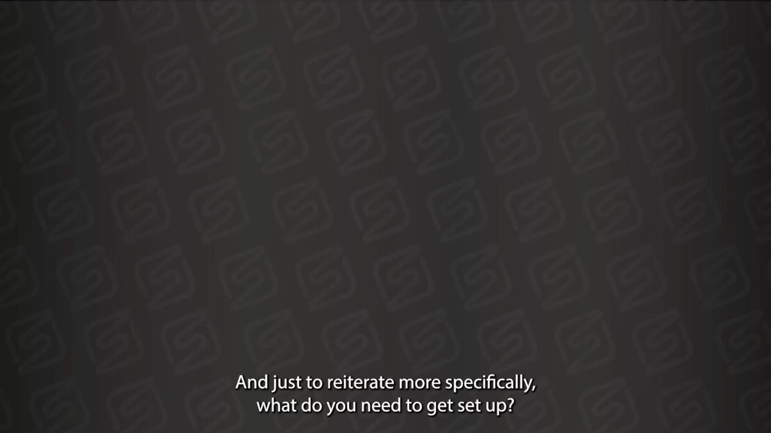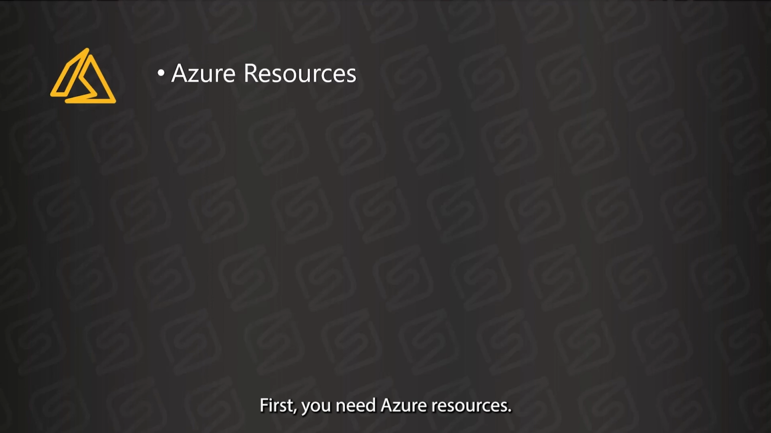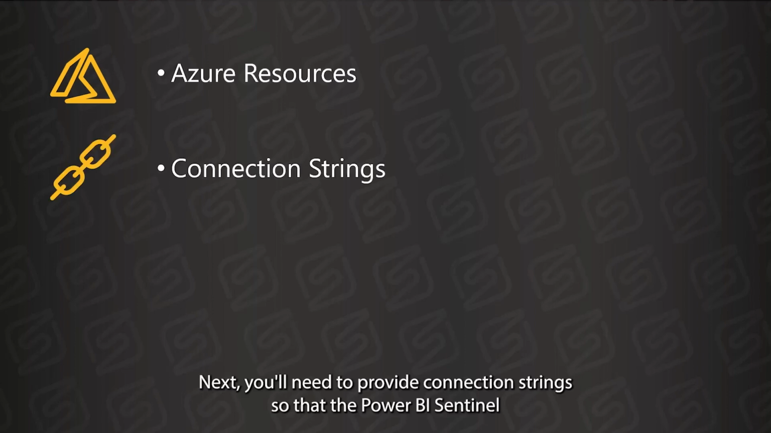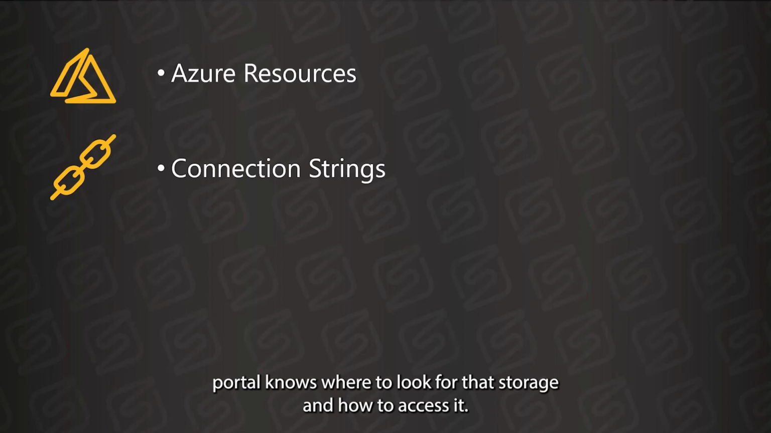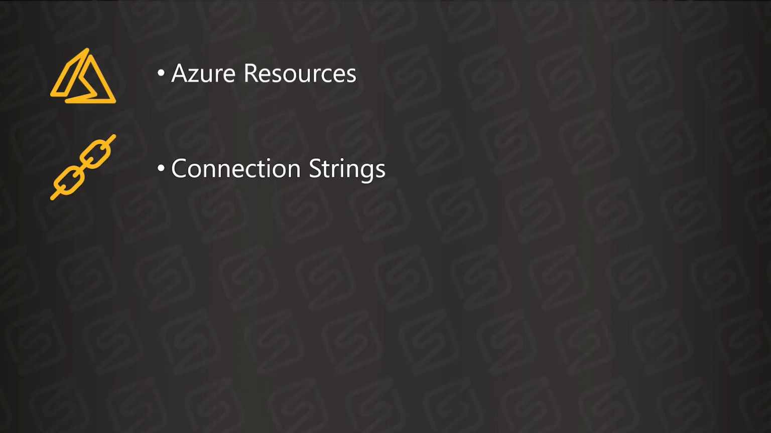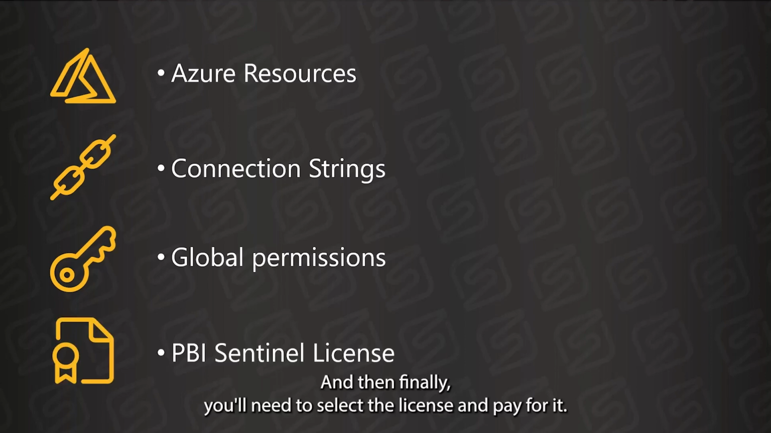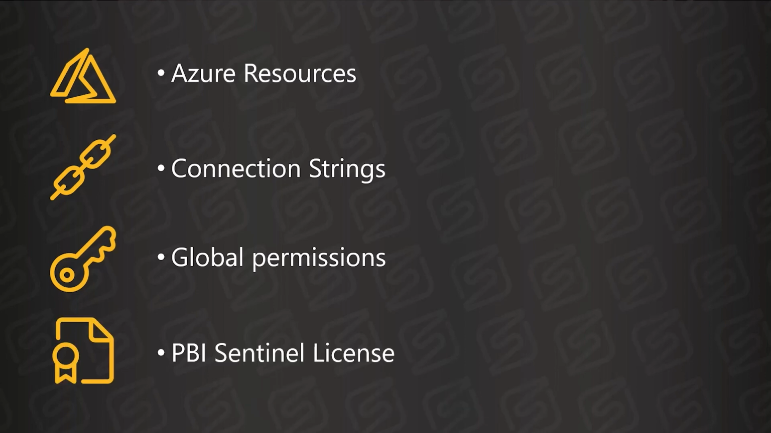And just to reiterate more specifically, what do you need to get set up? First, you need Azure resources. Specifically, you'll need Azure Blob Storage for the reporting backups and Azure SQL for all of the metadata. Next, you'll need to provide connection strings so that the Power BI Sentinel portal knows where to look for that storage and how to access it. Third, you'll need to provide permission to access the Power BI API. And then finally, you'll need to select a license and pay for it.